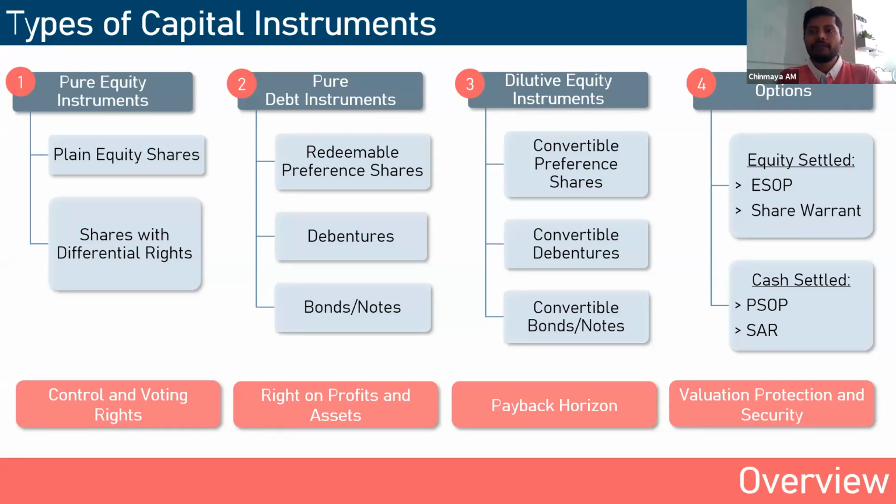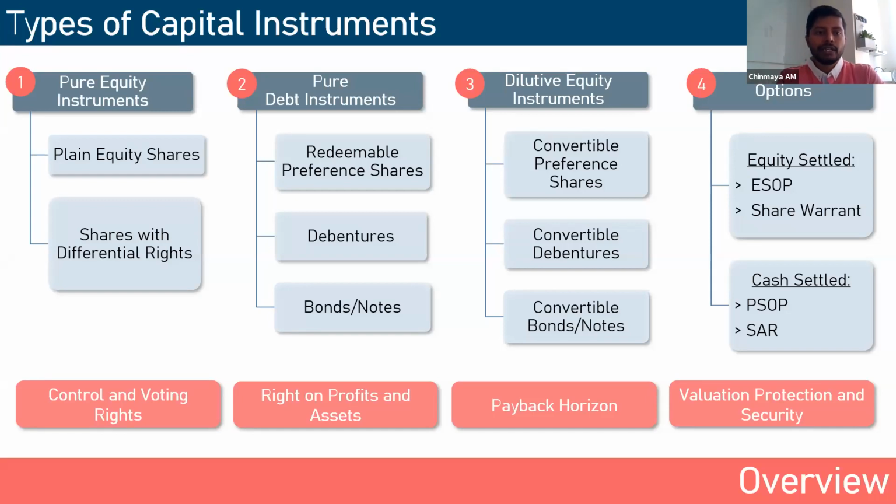So only one thing, I think, may come in between 3 and 4: optionally convertible instruments. If it is an optionally convertible preference share, it has the characteristics of both a dilutive equity instrument as well as a debt instrument. So that is an option, but it comes more between category 2 and 3. We'll see also in what way that can be valued.